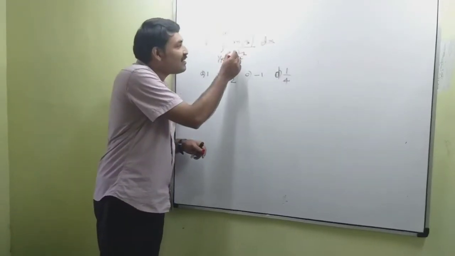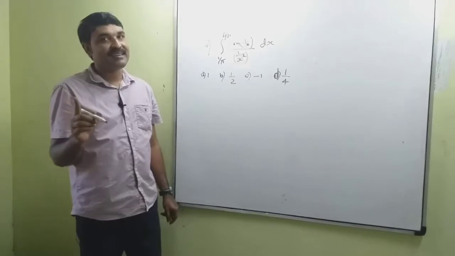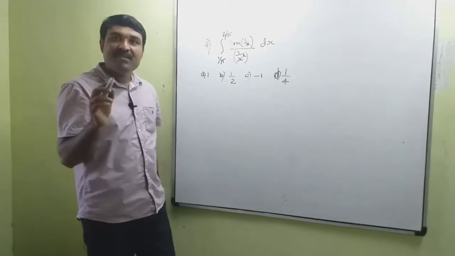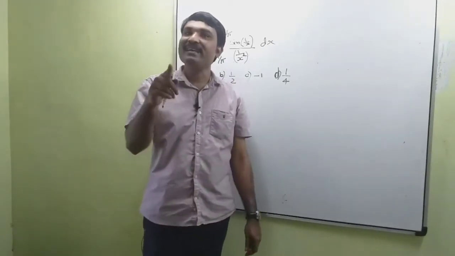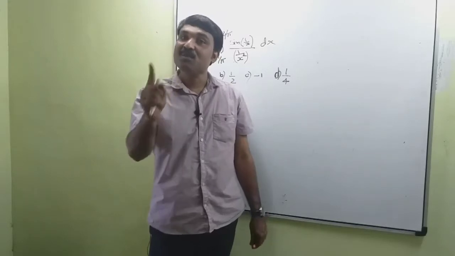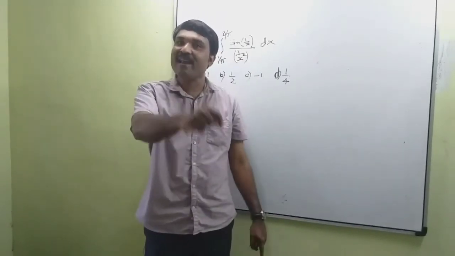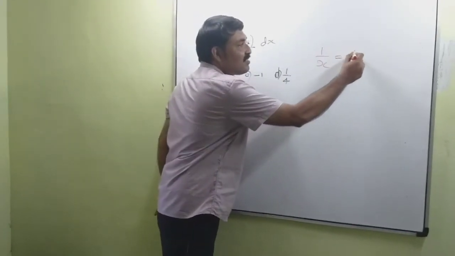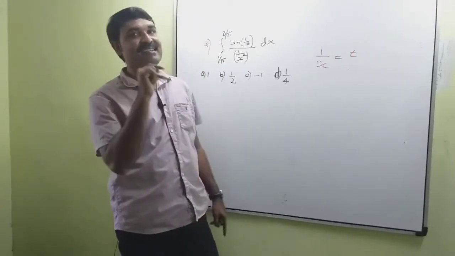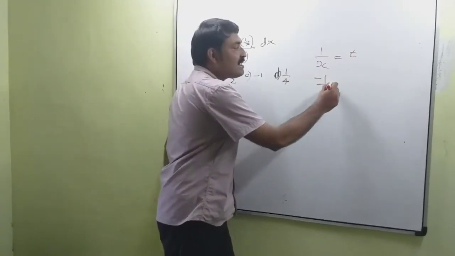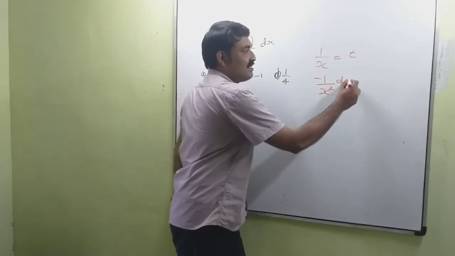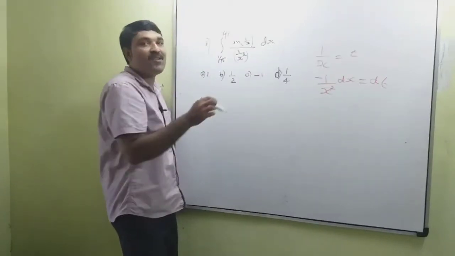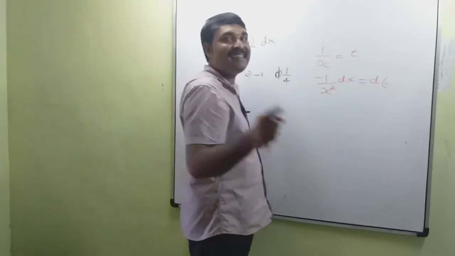Now consider the denominator 1 by x square, and the numerator sine of 1 by x. We know that the differentiation of 1 by x is minus 1 by x square. So we can put 1 by x equal to another variable, t. So let 1 by x is equal to t. Now differentiate LHS and RHS. We will get minus 1 by x square dx equal to dt. So we can replace dx divided by 1 by x square by minus dt.